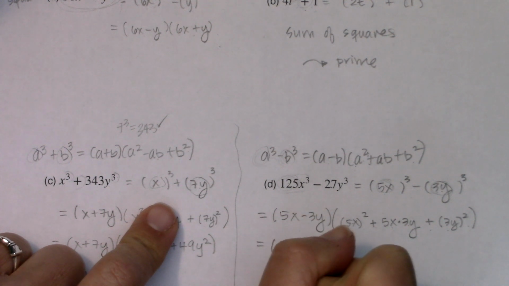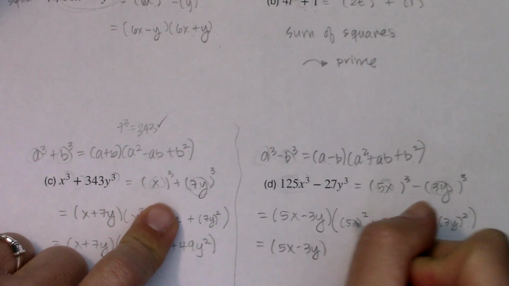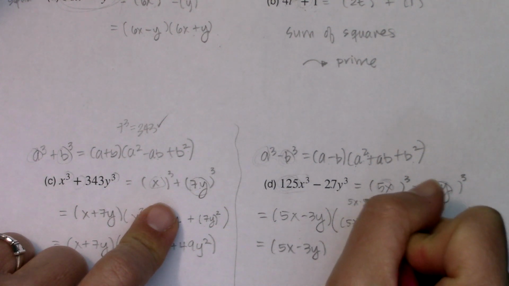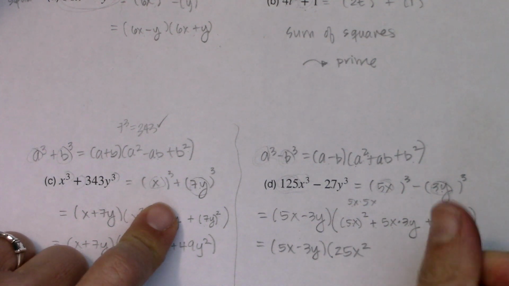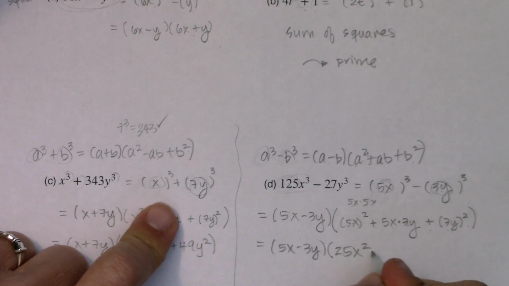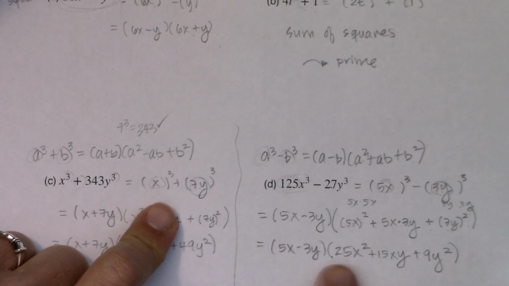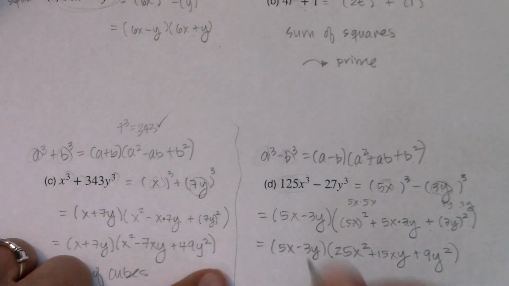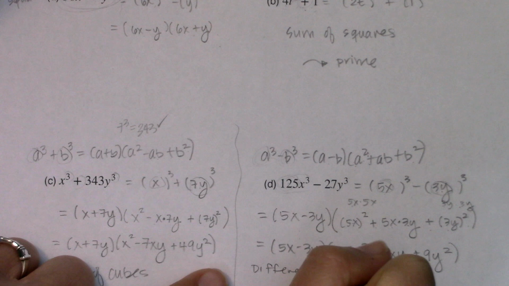So I'm going to leave this 5x minus 3y. 5x times 5x is going to be 25x squared. 5 times 3 is 15xy. And then I've got 3y times 3y. Well, 3 times 3 is 9, y times y is y squared. That is also prime. In this particular problem, we had a difference of cubes.